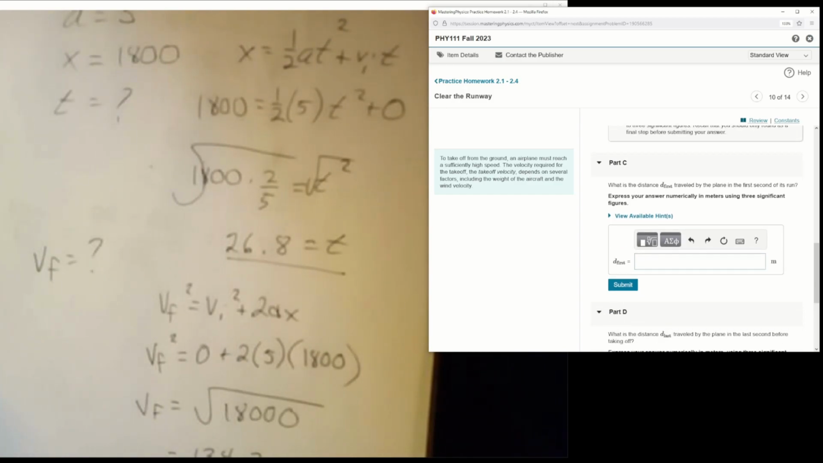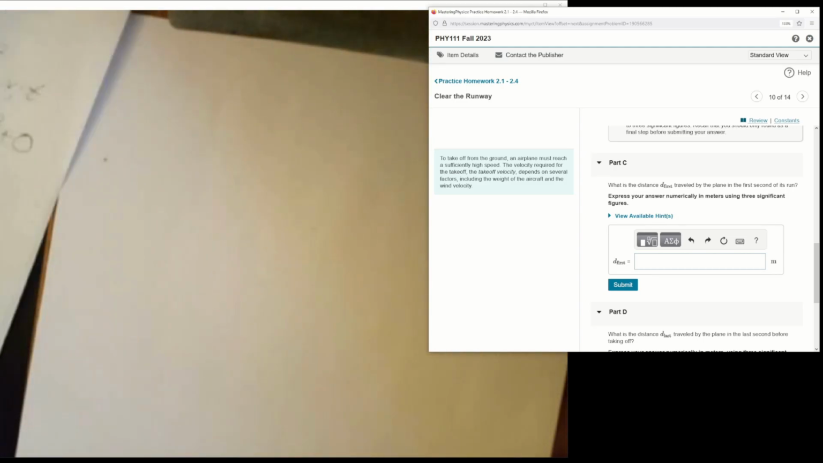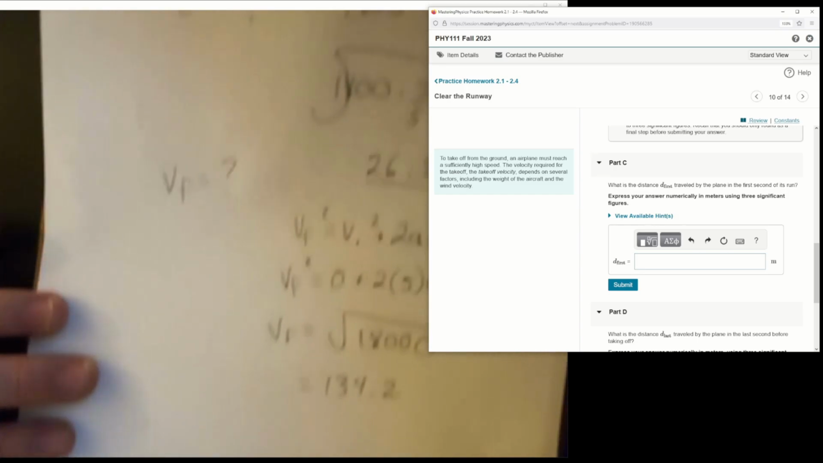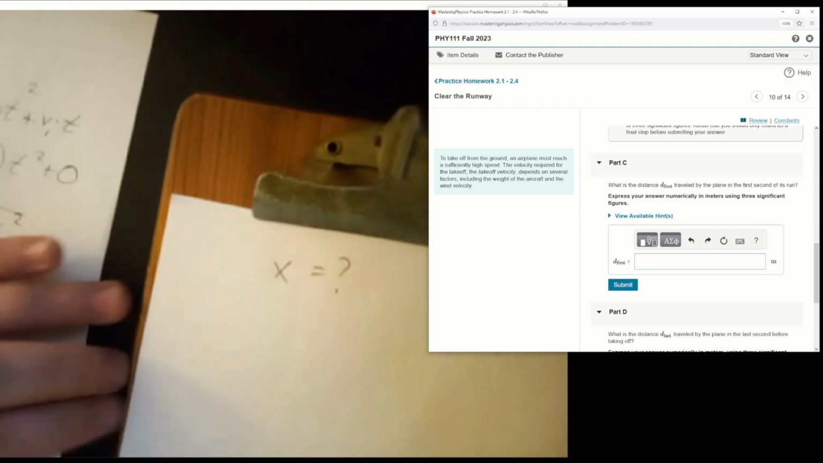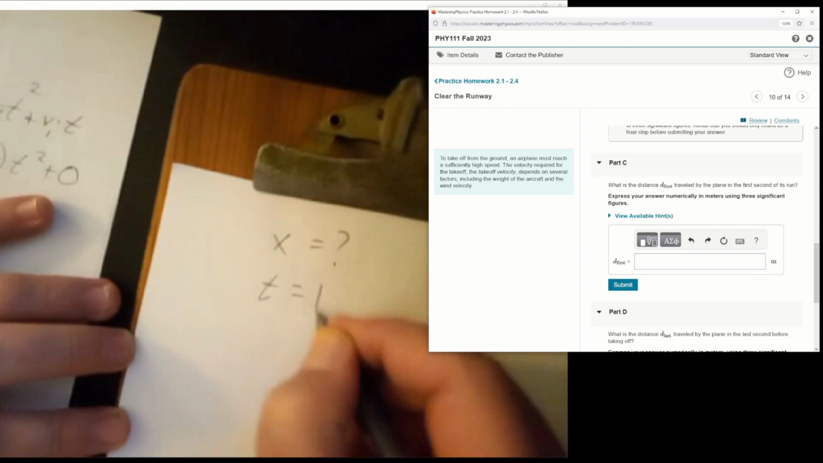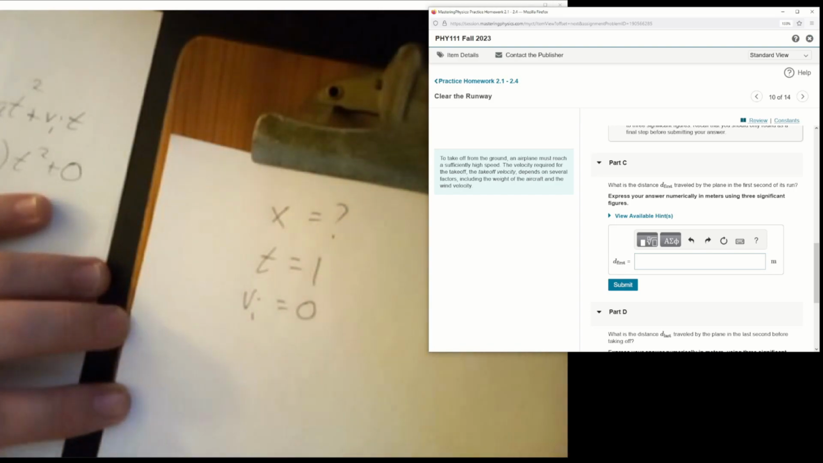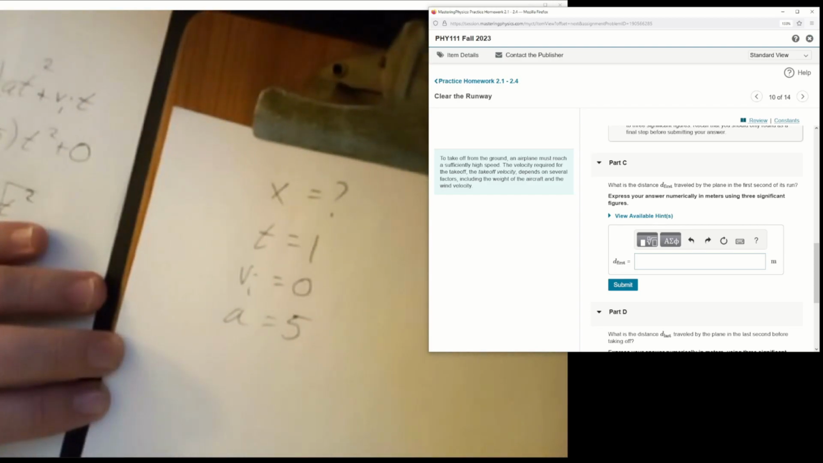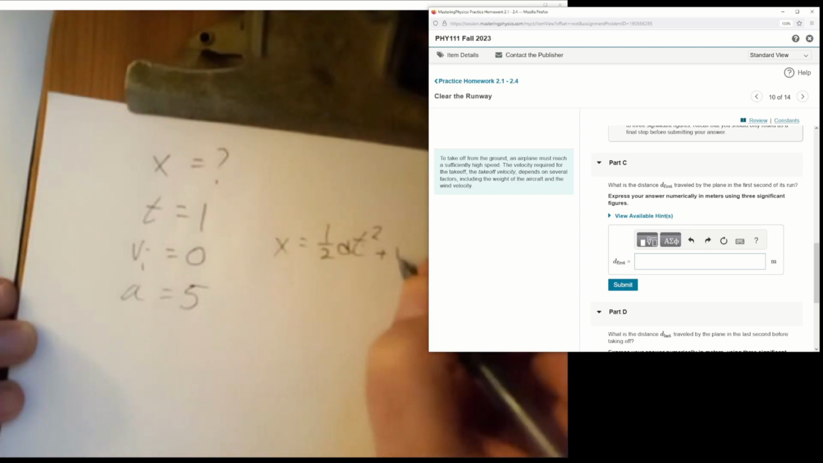So part C. What's the distance traveled by the plane in the first second? Well, we still got our information here. Maybe I can squeeze it in there. So now we want the distance traveled in the first second. We still know it started from rest, and they gave us the acceleration. And so we can again figure out our distance with this kinematic equation.